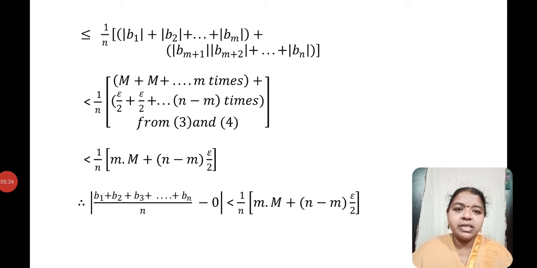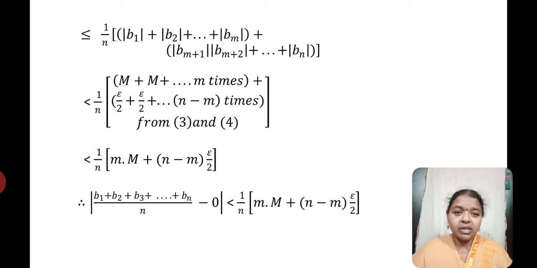So this is less than 1 by n into, there are m terms and mod of bn is M. So it can be individually written as M plus M and so on, m times, plus. Now individually mod of b_m+1 is less than epsilon by 2. So we have epsilon by 2 plus epsilon by 2 plus, n minus m times. So these two are taken from equations 3 and 4.